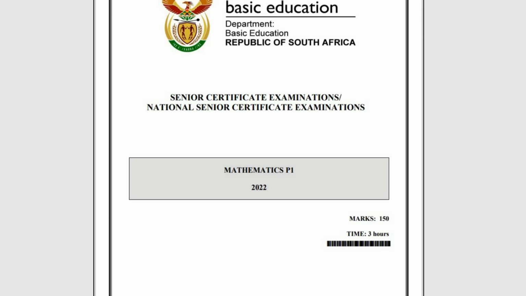So this is going to be a grade 12. I don't know why this stuff isn't added here. I know normally it is, but I think it's because it's a June exam. It's a grade 12 June exam paper, and it's a paper of 150 marks, 3 hours.